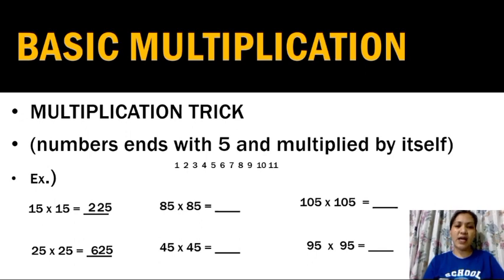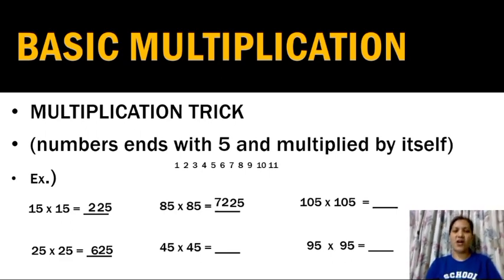Again, 8 ang ating first digit. So, the number next to 8 is 9. 8 times 9 is 72. Again, 5 times 5 is 25. Diba? Okay, can you try answering this? How about this one? 45 times 45. The number next to 4 is 5. 4 times 5 is 20. And then 5 times 5 is 25.